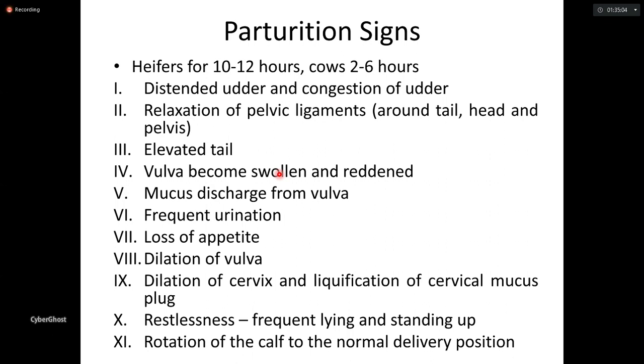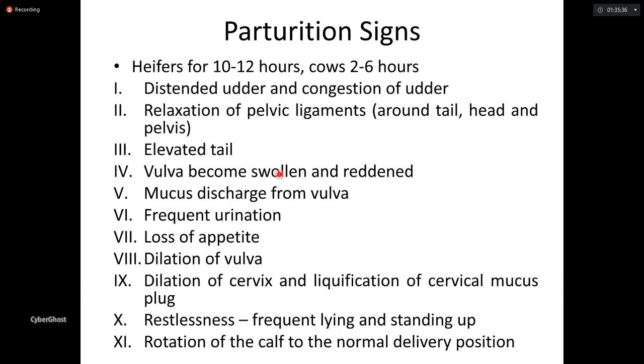we see that these animals are clearly ready for parturition, right? We can see the udder. The udder tries to congest. Then the pelvic ligaments, right? Around the tail and pelvis area, all the ligaments attached to these bones start relaxing.